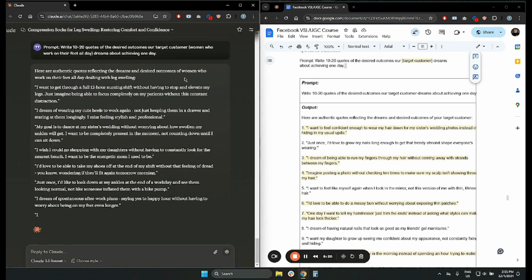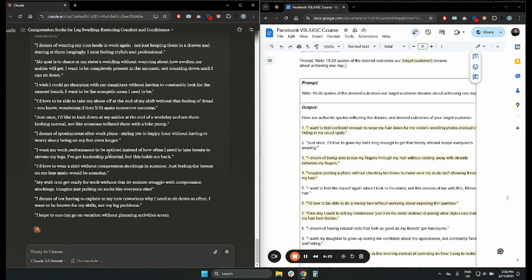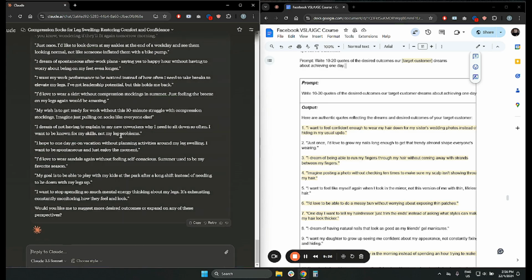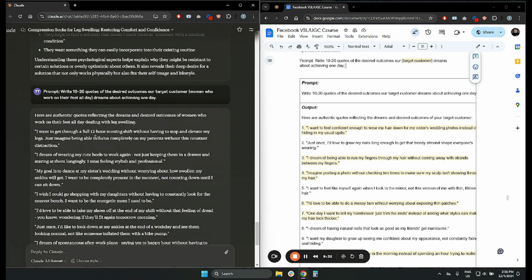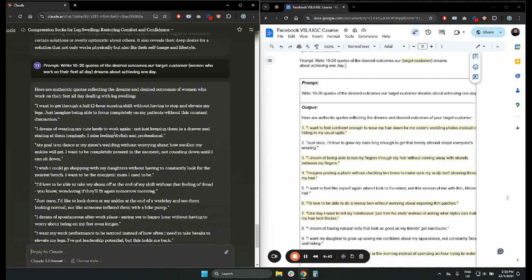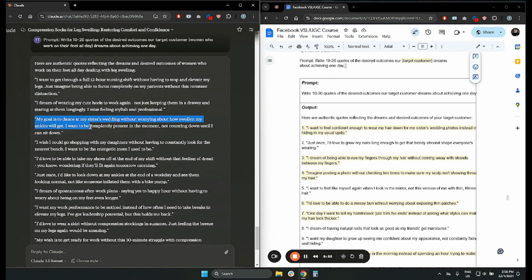And usually there will be like 3 to 5 or even more that are really good and that you can use in your copy. So let's read out like 2 or 3 of them. I want to get through a full 12-hour nursing shift without having to stop and elevate my legs. Just imagine being able to focus completely on my patients without this constant distraction. I dream of wearing my cute heels to work again and just keeping them in the drawer and staring at them longingly. I miss feeling stylish and professional. Or like they might have an event coming up and they might think, my goal is to dance at my sister's wedding without worrying about how swollen my ankles will get.